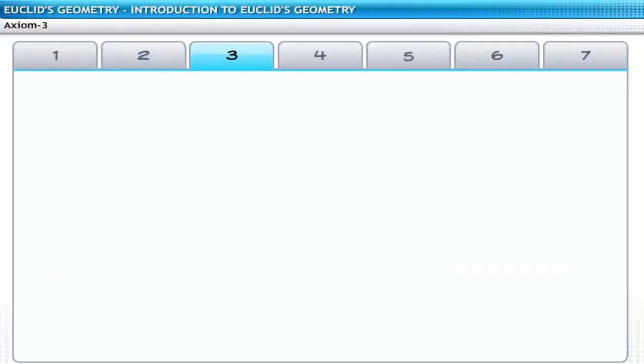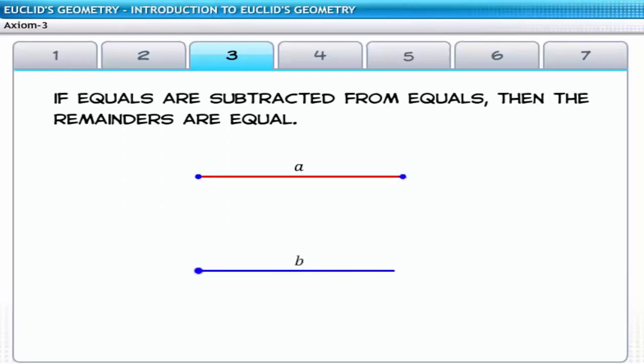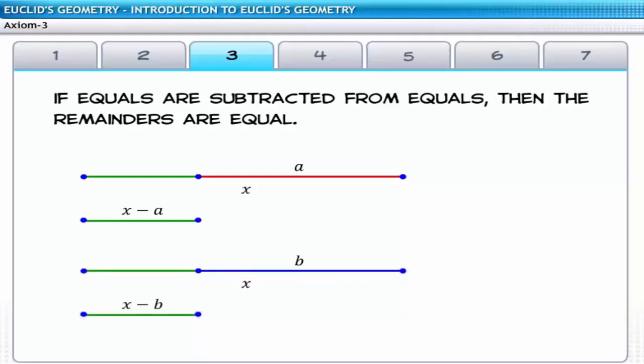The third axiom is about subtraction. If equals are subtracted from equals, then the remainders are equal. Let the line segments A and B be equal in length. Let x be any other line segment. If we remove the length of A from the length of x, we get x minus A. Next, let's remove the length of B from x. What we get as a result is x minus B. On comparing the lengths of x minus A and x minus B, we can observe that they are equal. Hence, we can conclude that since the line segments A and B are equal in length, the lengths of x minus A and x minus B are also equal.